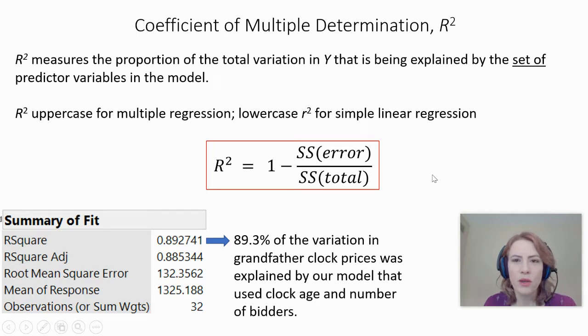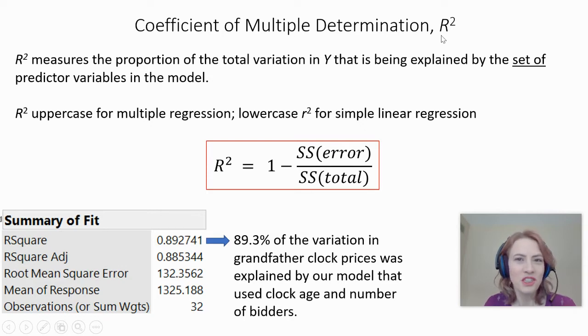When it comes to measuring the fit of a multiple regression model, we're going to do it in a very similar way as when we measured the fit of a simple linear regression model. In simple linear regression, remember, we used little r squared to measure the proportion of variation in the y variable that was explained by x. We're going to do the same thing here, except now it's called the coefficient of multiple determination because we have multiple predictors helping to determine or predict the variability in y.